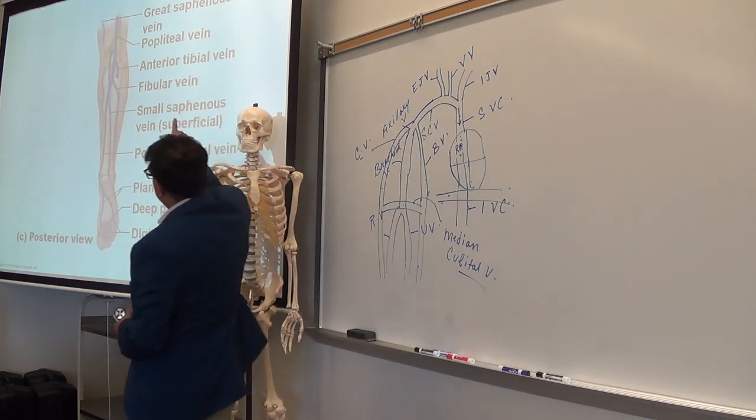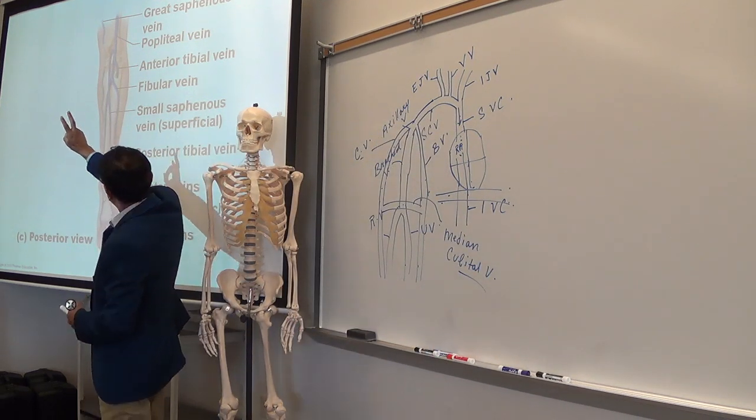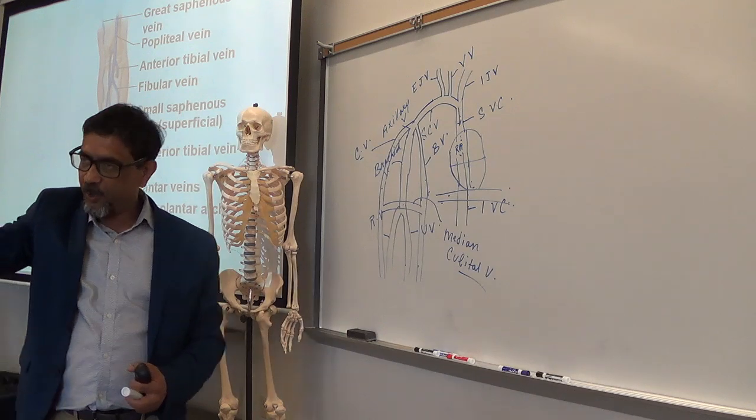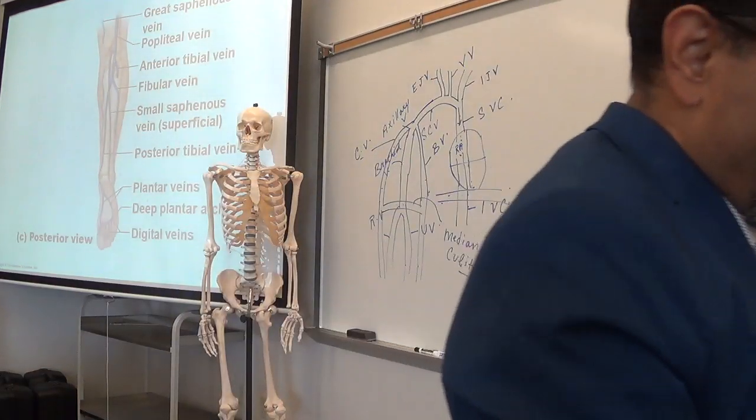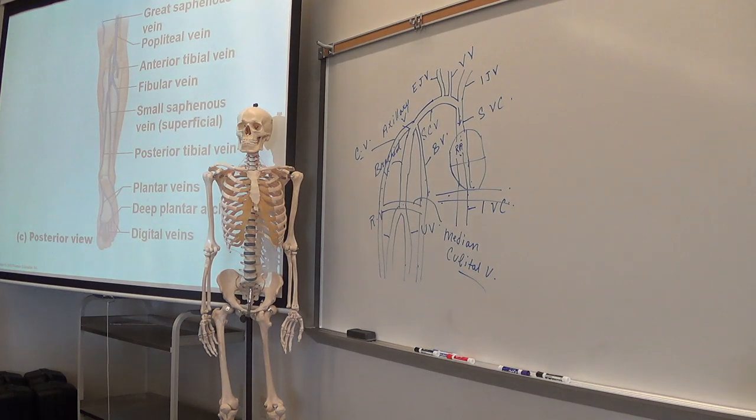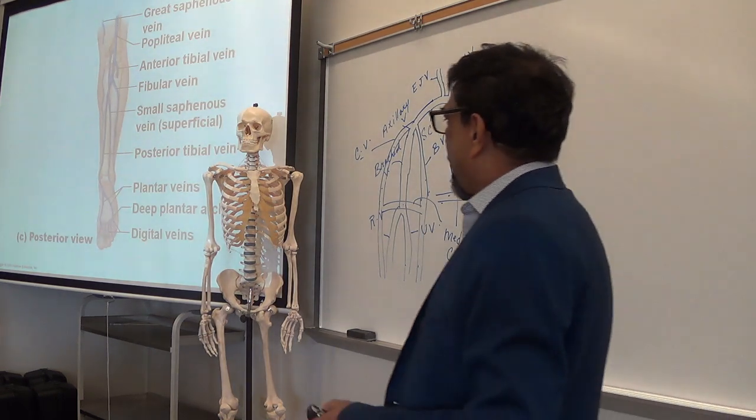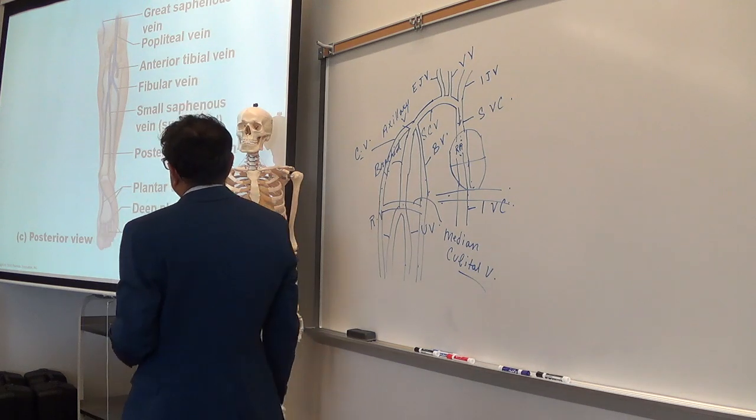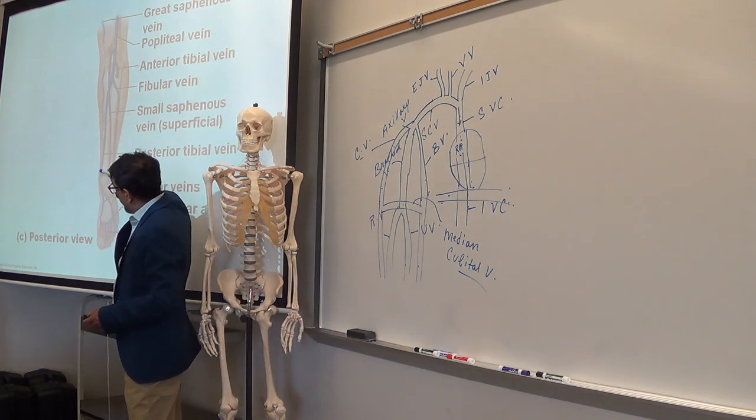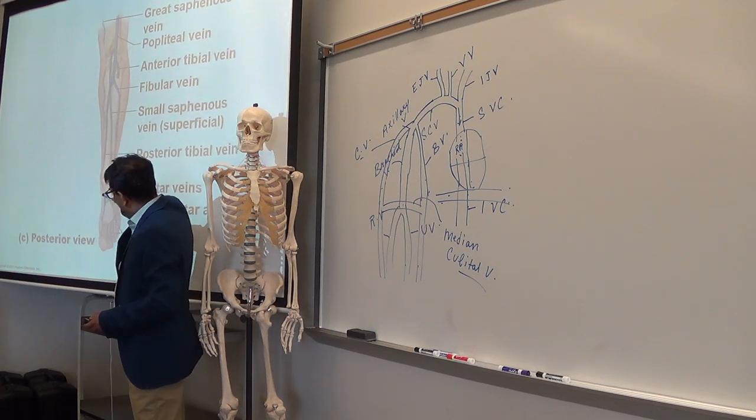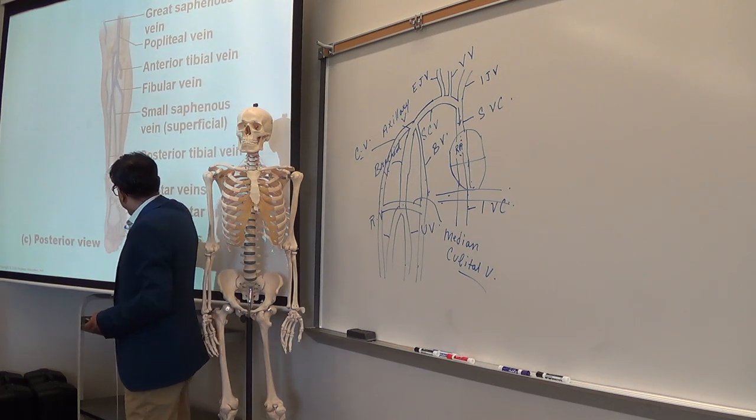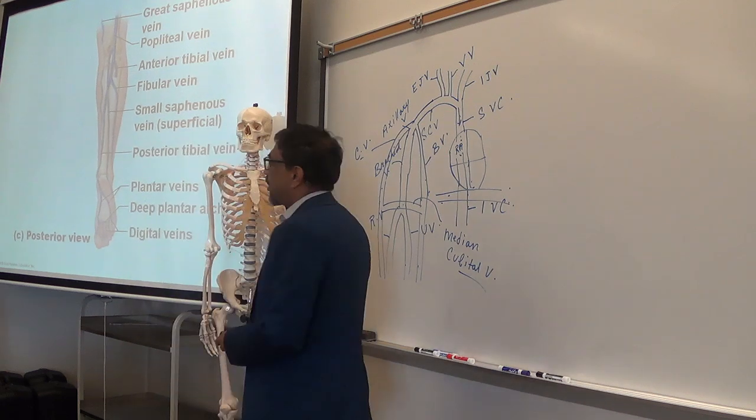In case of leg, you have two veins extra, great saphenous and small saphenous, right? In arterial system, you don't have saphenous. So that is the difference. Now, the posterior tibial vein in the foot divides into two and then join to form the deep plantar arch.